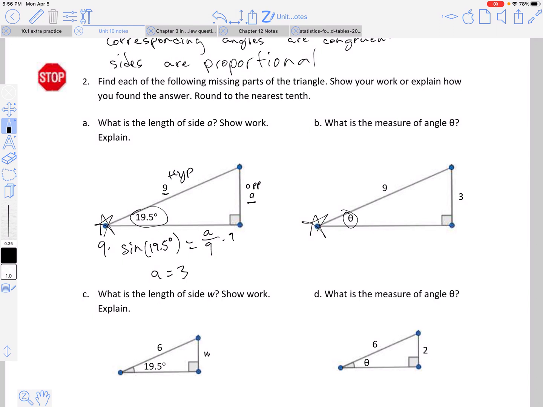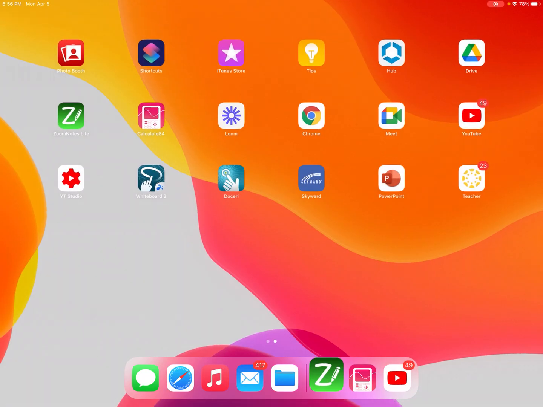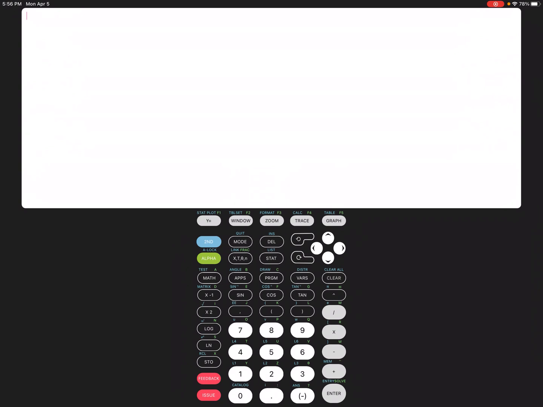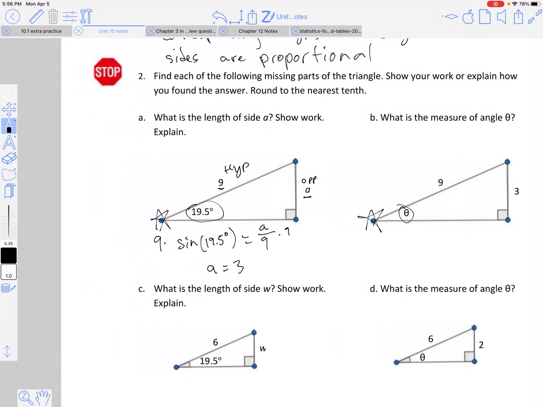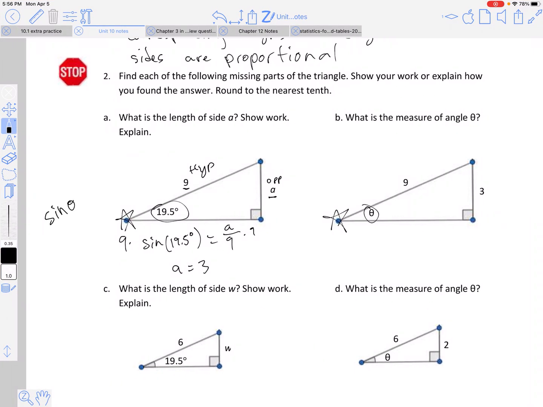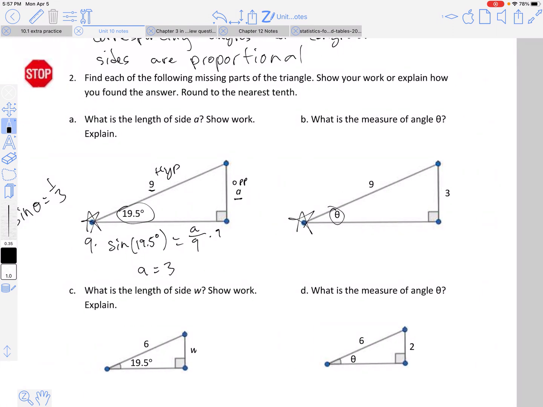So if I just put in sine of 19.5, just put it in, and then hit math, it won't let me, right? But 3/9 is 1/3. So I did round 19.5 a little. That's why it won't change to that. But basically, sine of theta is 1/3.